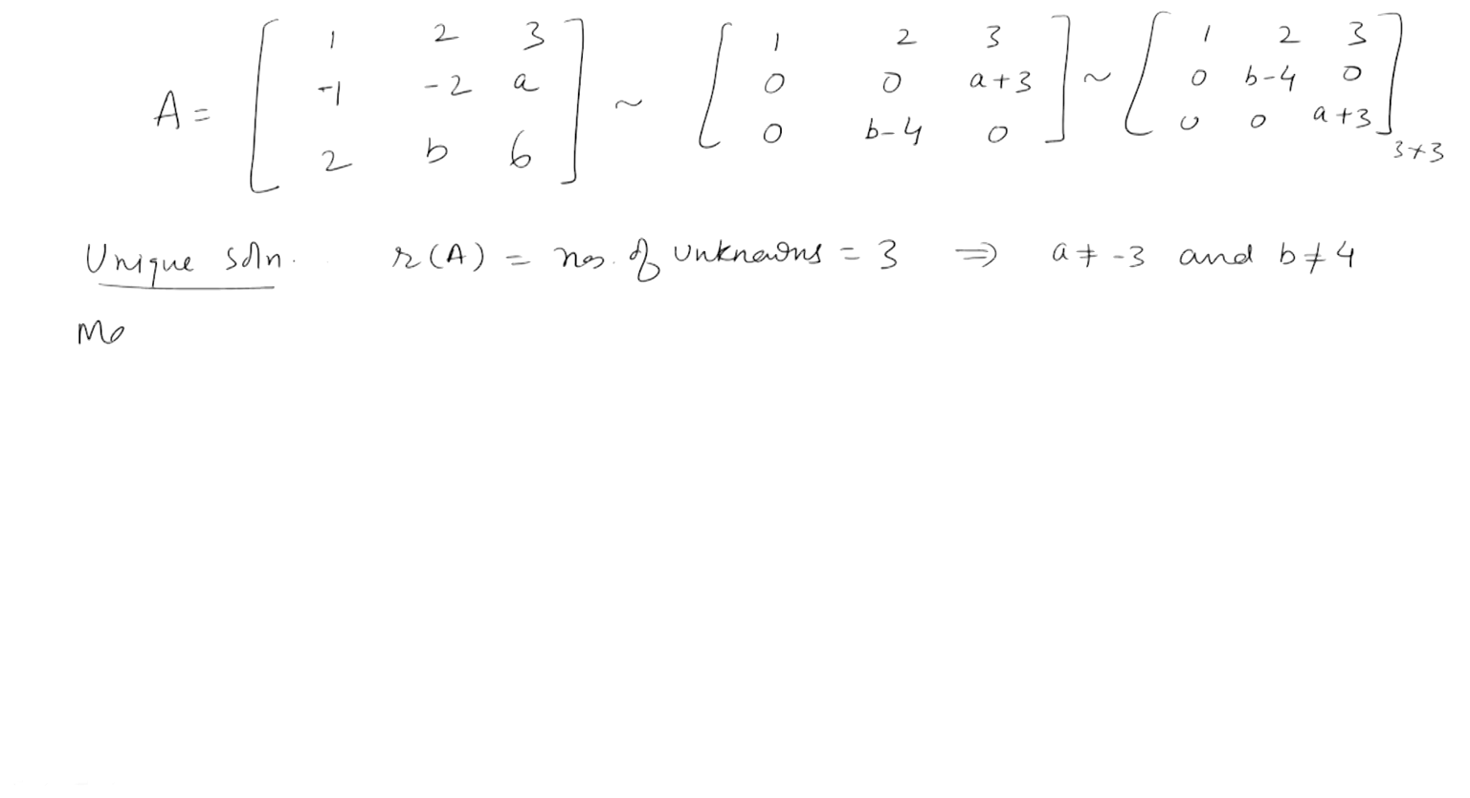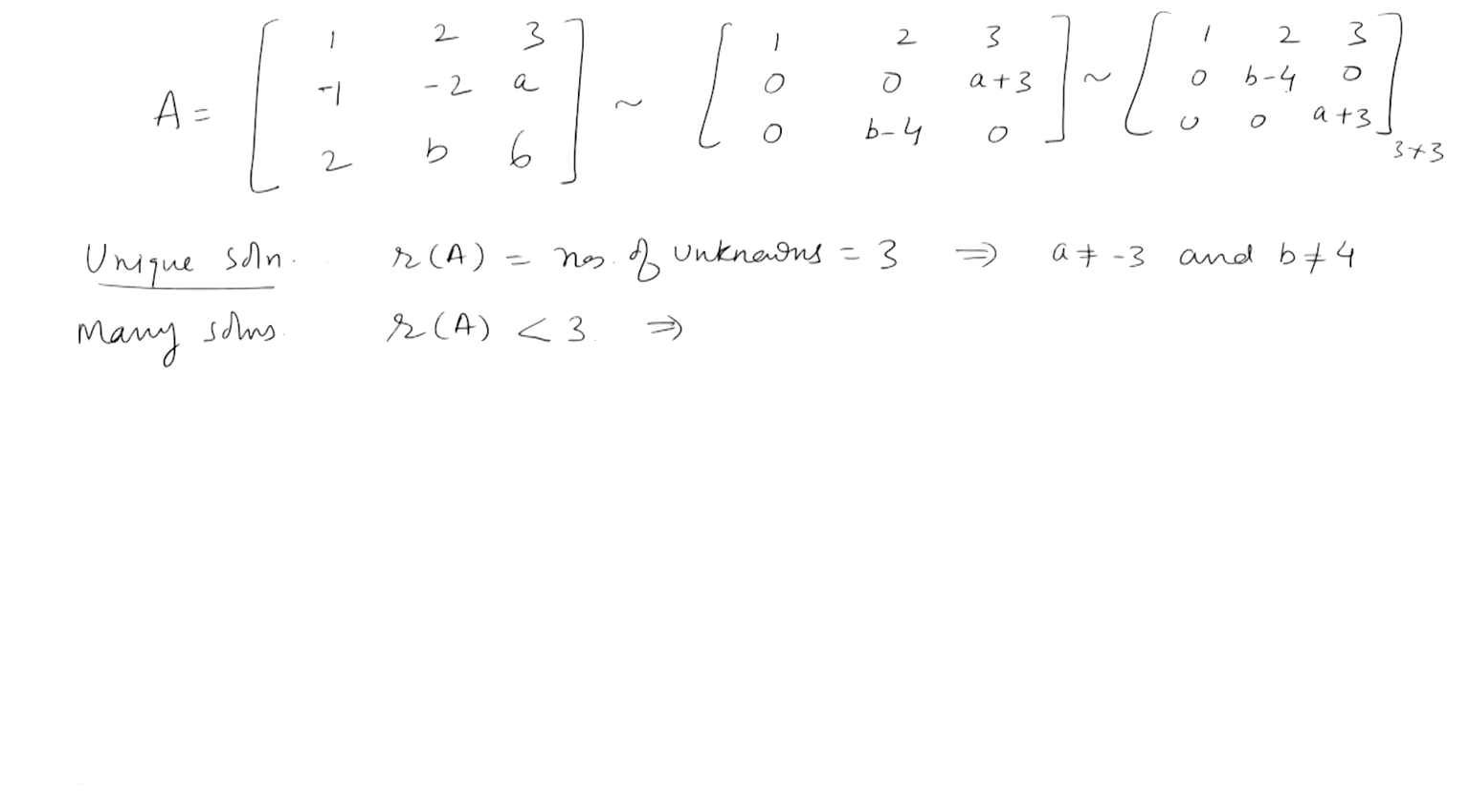Now, for infinitely many solutions, rank of A must be less than 3. Now, rank of A is less than 3. That means there exists at least one row containing all 0 elements. So, this may be 0 and this not equal to 0, or this not equal to 0 and this 0, or both of them are 0. So, we can write either A equal to minus 3 or B equal to 4 or both. Then the rank of this matrix will be less than 3.